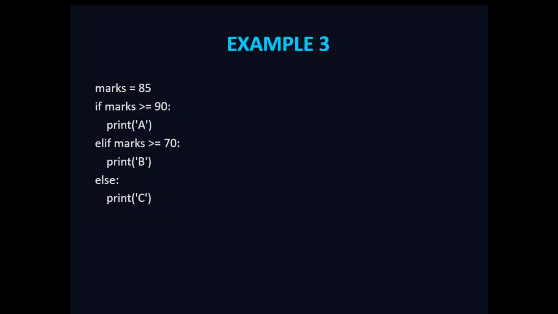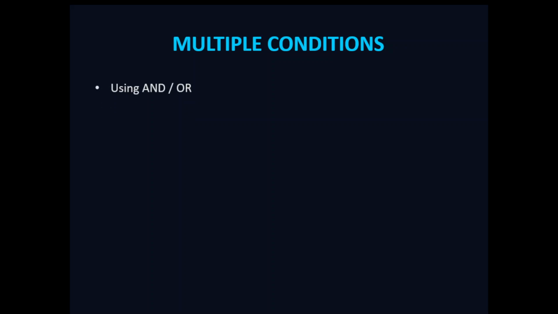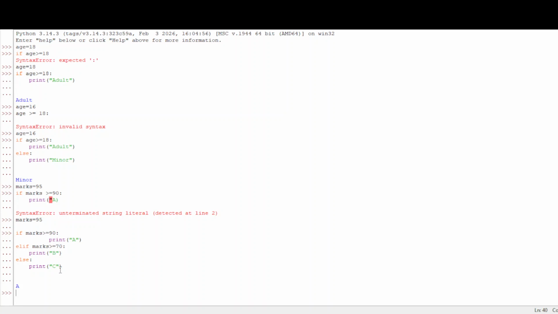Okay, so now let's quickly check multiple conditions using and or in the condition. Let's take one example. If a is greater than 18 and salary greater than 20,000, print eligible. Okay, you want to try this code? Let's quickly go to our IDE.